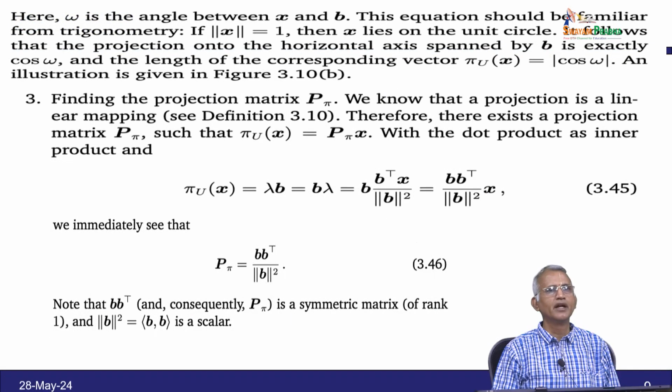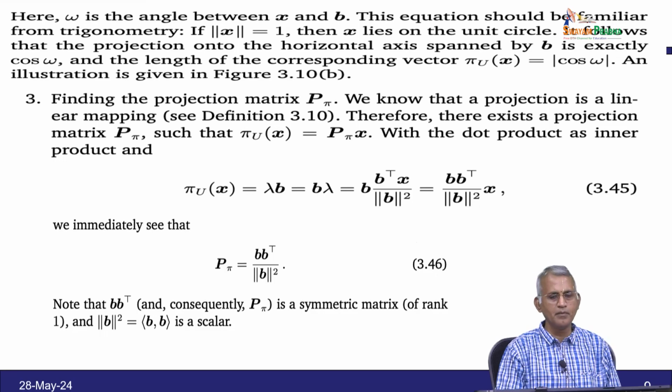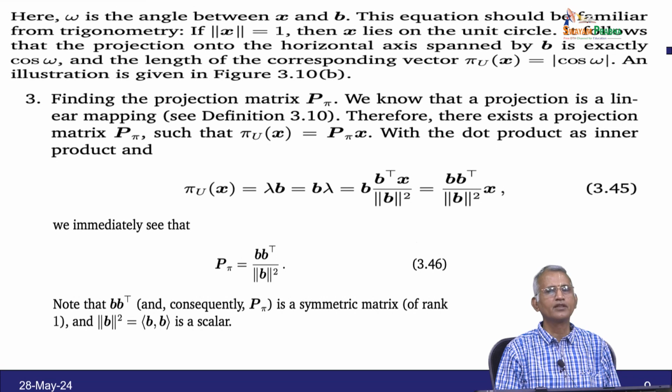Here omega is an angle between x and b. This equation should be familiar from trigonometry. So, if norm x equal to 1, then x lies on the unit circle. So, it follows that the projection onto the horizontal axis spanned by b is exactly cos omega, and the length of the corresponding vector pi u of x equal to modulus of cos omega.